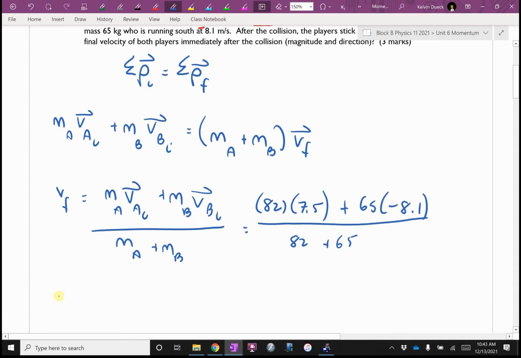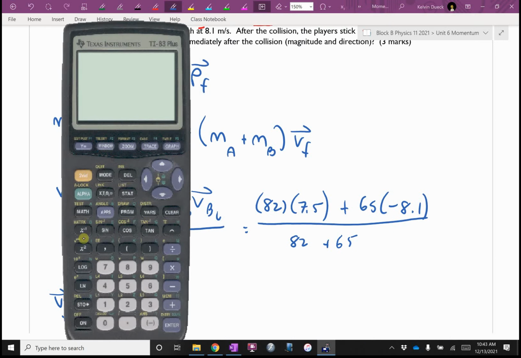I have no idea what the answer is. Open bracket 82 times 7.5 plus 65 times negative 8.1, close off the top, divided by bracket 82 plus 65. Where did I make a typo? 85 instead of 82. Times 7.5, 65 times negative 8.1. Do y'all get 0.602?